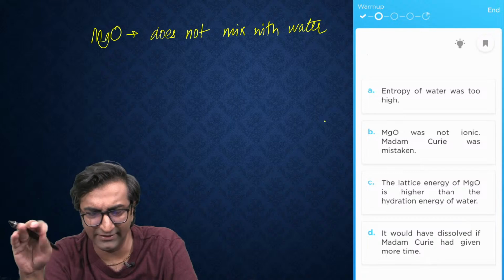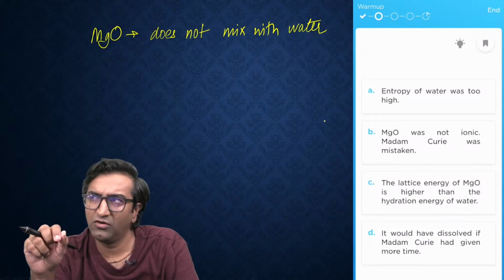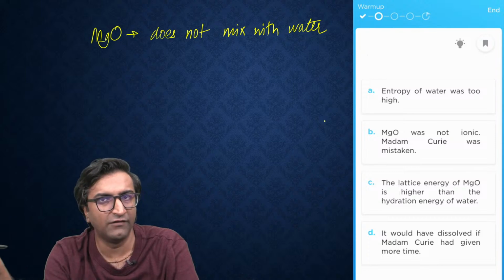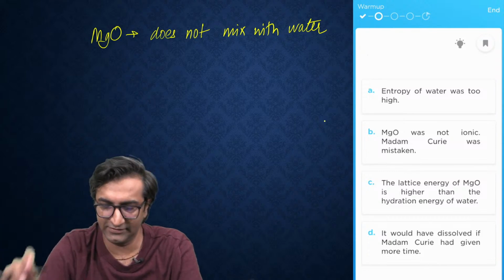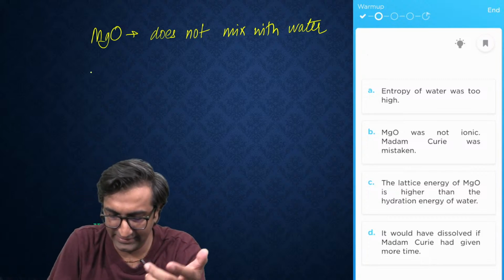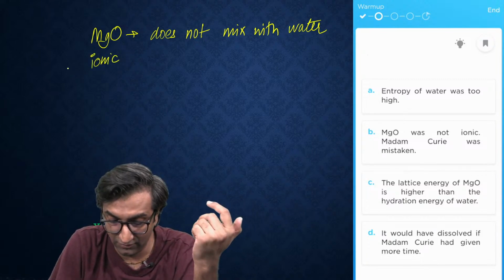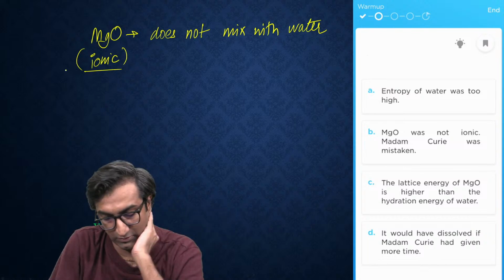What concept is it testing? Is testing अगर मैं किसी चीज को dissolve कर सकता हूँ, so what are the forces that are involved in dissolution? That's the idea it's testing. Okay. So, since MgO is basically an ionic solid, right? Let's assume that it is ionic. Nothing else is given. So, we'll say कि ionic है. ठीक है. Okay.